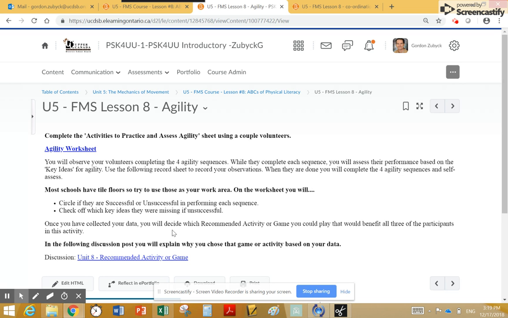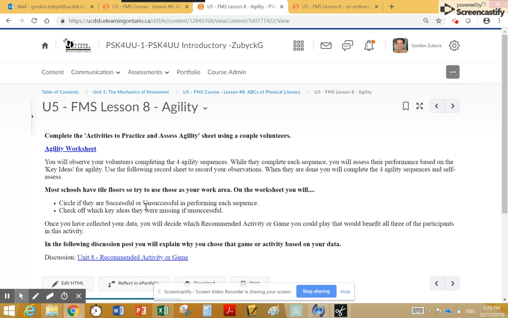Now, once you've collected the data, you'll decide which recommended activity or game you would play that would benefit all 3 of the participants in this activity. As you go down through the PDFs in this section for agility, it provides a bunch of game samples or activities you could do. So you're supposed to pick one of those and then talk about how that game could be used to improve the skill level or the performance of the people you're watching through the data.